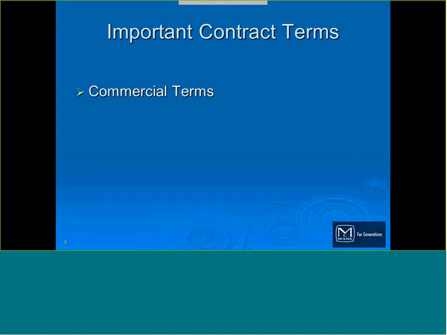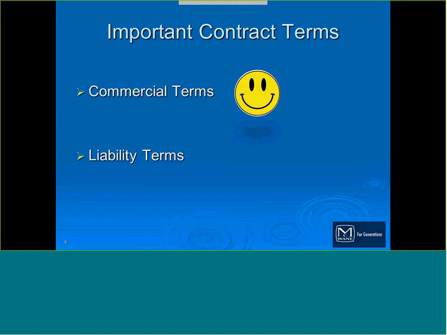There are basically two kinds of terms in contracts. There are commercial terms, things like what's being bought or sold or done, provided or protected, what price is being paid for whatever's being bought, sold, or provided, and when you are going to get whatever it is that's covered under the contract. Those are things that everybody would recognize are important for you to see in a contract.